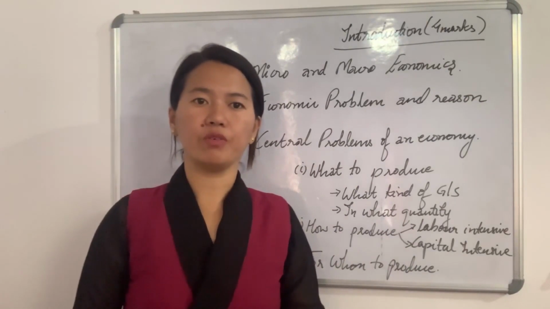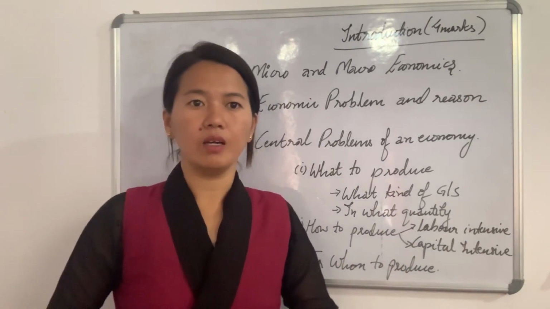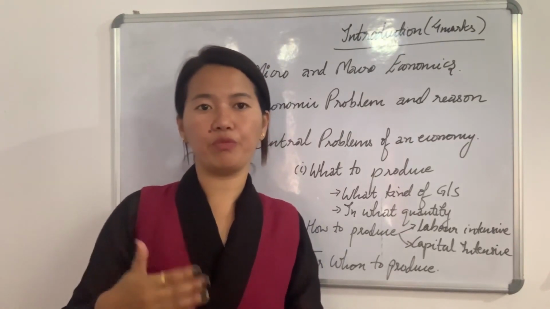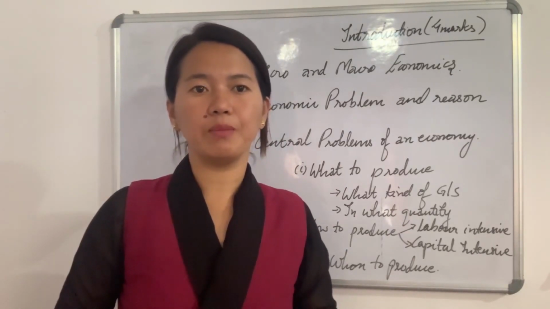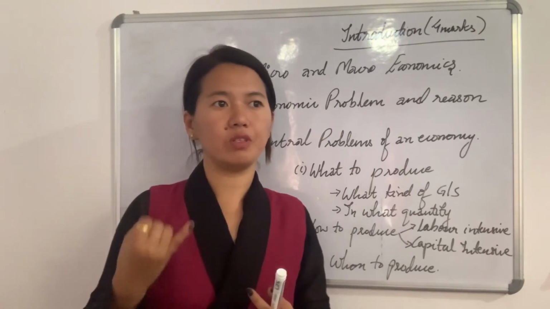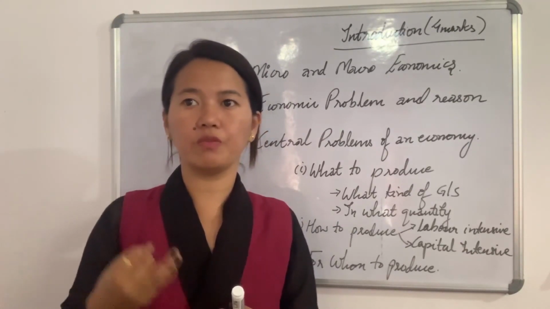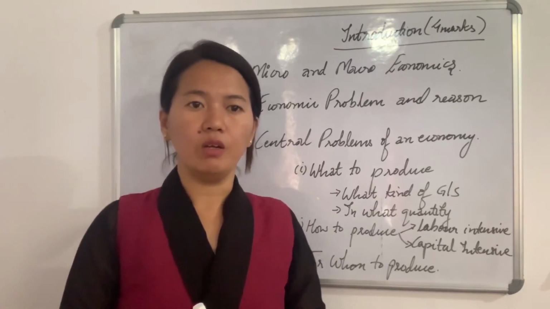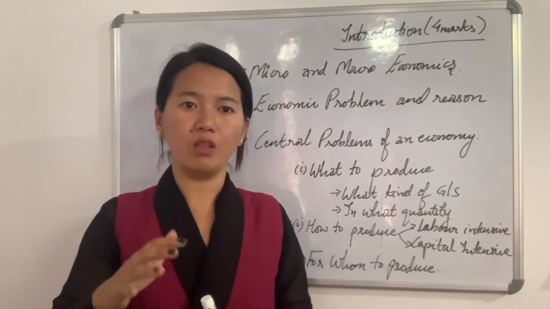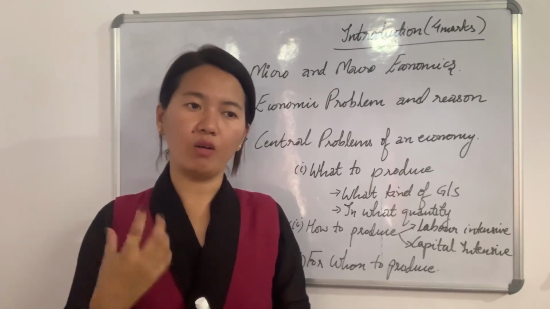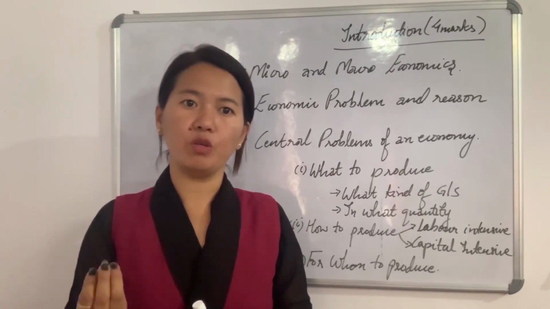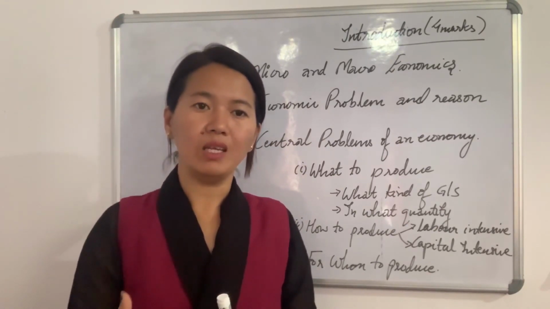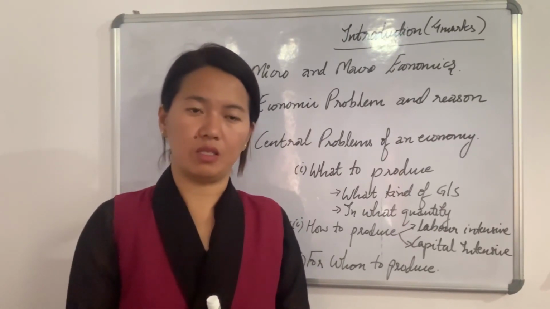The third reason for our economic problem is that resources have alternative uses, which means that resources can be put to more than one use. For example, land can be used for residential purposes, for agriculture, for the construction of roads and railways, for transport. From these many uses, we have to choose only one. Land cannot be used for all the purposes. So from these many options, we have to choose one, since the land we have is limited.